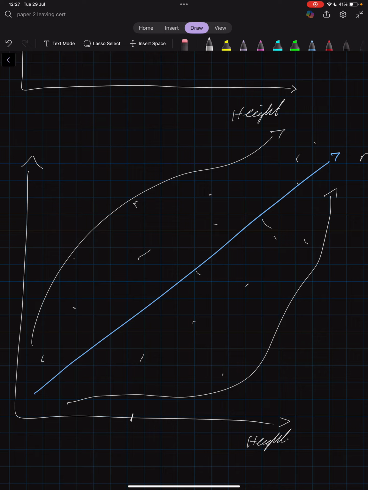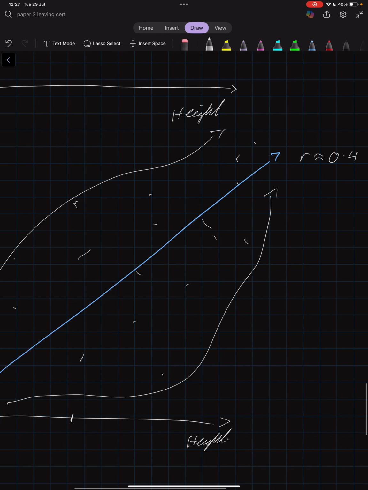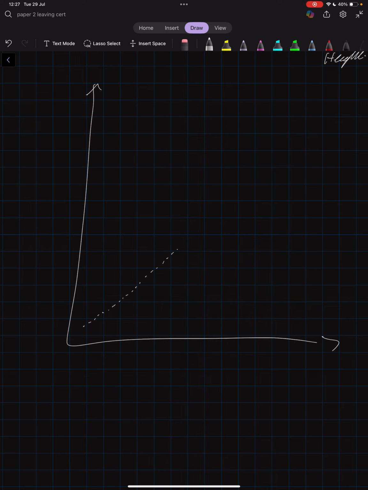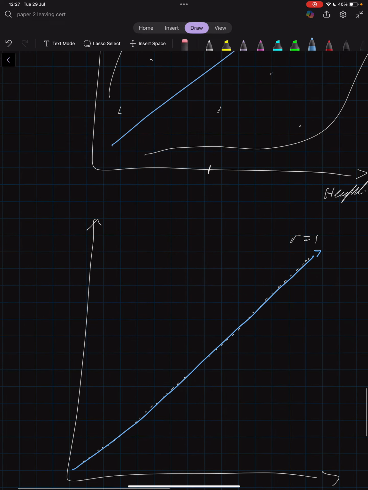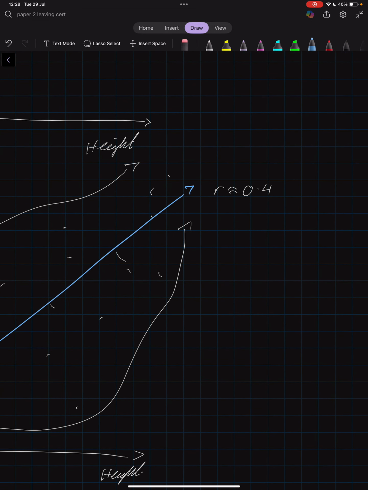But that doesn't mean that it's still not perfectly correlated. Perfectly correlated data would quite literally be like this. That would be R equals 1. Because it's just a quite literal perfect straight line. And then if it's scattered an awful lot, then it won't be half as perfect. Okay?